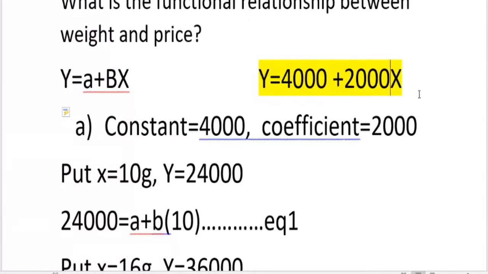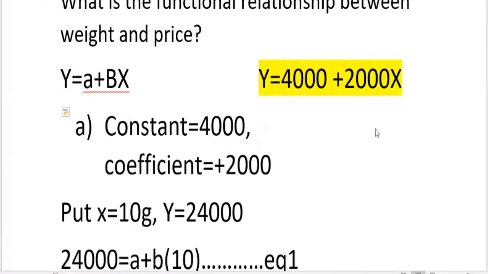See, let me tell you in very simple language. First of all, the sign is plus. The exact value is plus 2000. The sign being plus is very important. That means x has a positive relationship with y. Now, what does this mean? X has a positive relationship with y. If you increase x, the y will also increase. If you decrease x, the y will also decrease.